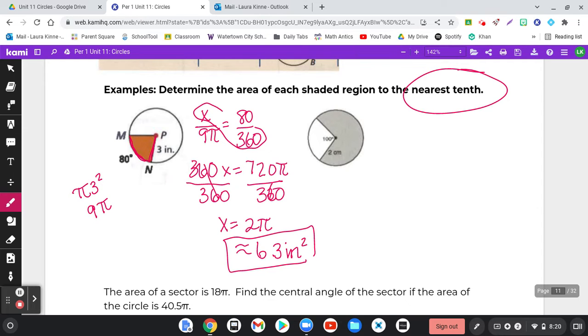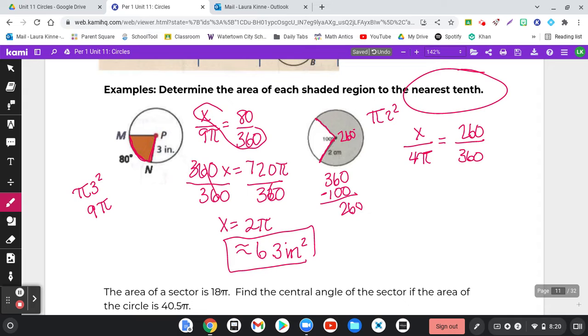All right, same thing over here. Here's your radius, pi r squared, pi times 2 squared, 4 pi. That's your whole area over x. Now, be careful. The angle here is for the unshaded area. If that's 100, to figure out the other area that you're looking for, we'll subtract. So this whole area would be 260 degrees. So instead of 100 over 360, it's 260.